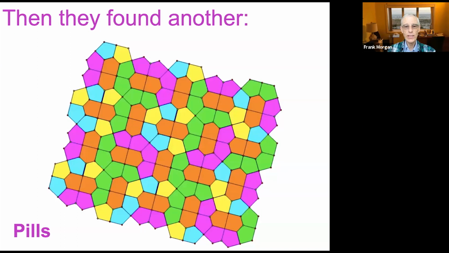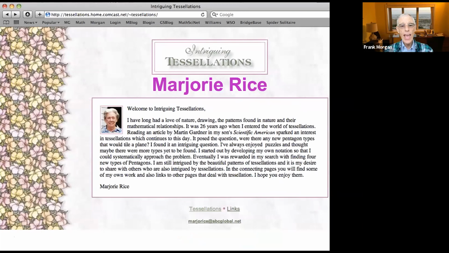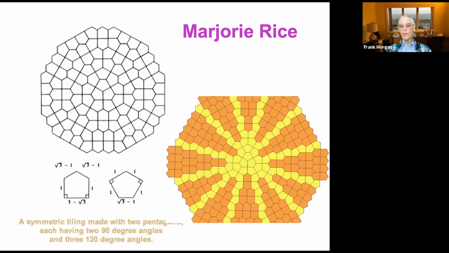They called it pills. It looked like a little pill box, all the pills tidily packed into the little box there. And then they found another. And then they went to the webpage of this amateur mathematician, Marjorie Rice, and found that she actually had one there, which was quite a surprise because she wasn't looking for perimeter minimizing tiles, but she loved these prismatic and Cairo tiles just because they were so beautiful and because they fit together in such beautiful patterns.